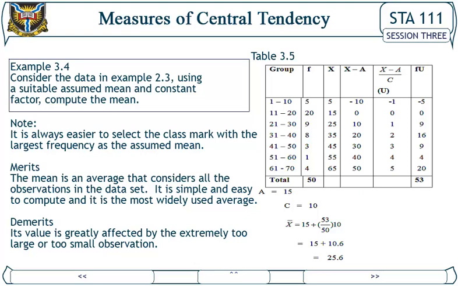Merits. The mean is an average that considers all the observations in the data set. It is simple and easy to compute, and it is the most widely used average.